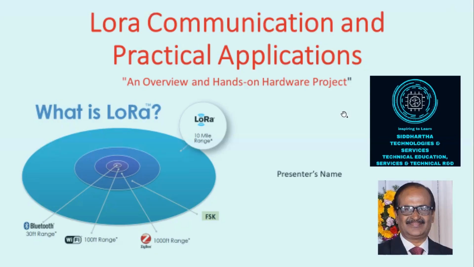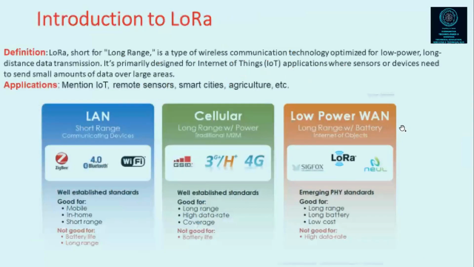Now, what is LoRa? So we will first understand what LoRa is. As a definition, LoRa stands for long range. It is a type of wireless communication technology. Please remember, wireless communication technology for low power, long range distance data transmission. Low power means it requires very little power, and you can send data to a long distance. Where is it used, what are the applications? IoT, remote sensors, smart cities, agriculture, etc. There are so many other areas.